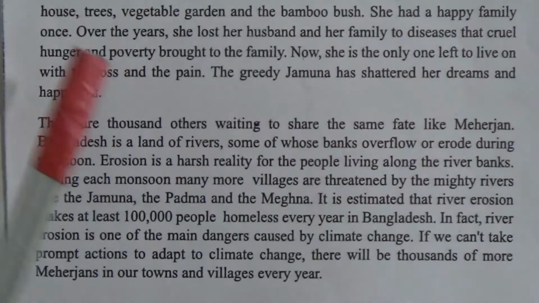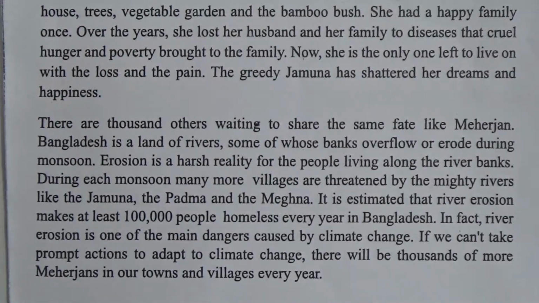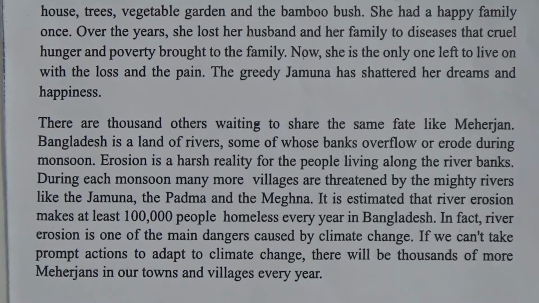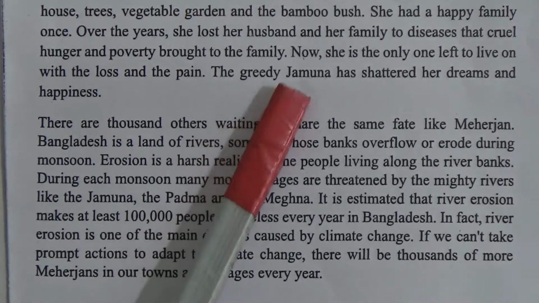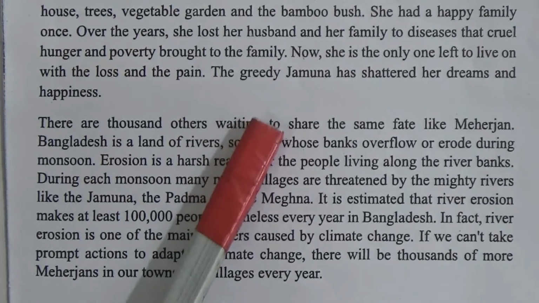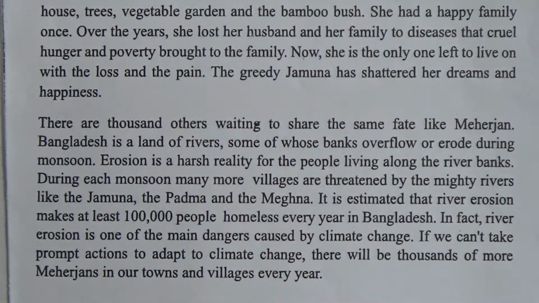And over the years, she lost her husband and her family to diseases that cruel hunger and poverty brought to the family. So after losing everything in the river Jamuna, they became very poor, and because of the hunger and because of the poverty, her husband and her family members were attacked by different types of diseases, and she lost everyone, and she is the only one left to live on this earth with the loss and with the heavy pain. That means greedy Jamuna has shattered her dreams and happiness. Here Jamuna is called greedy. That means just like a greedy person, Jamuna took everything from Meher.